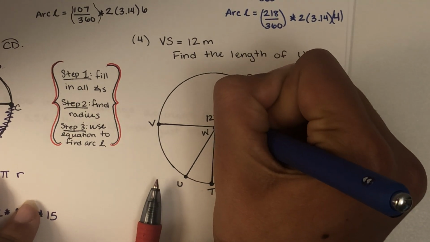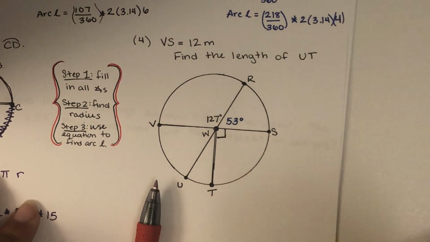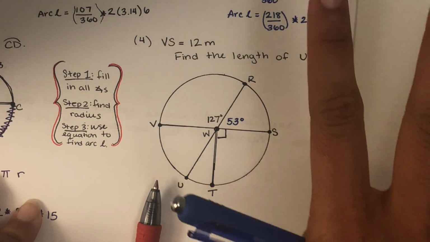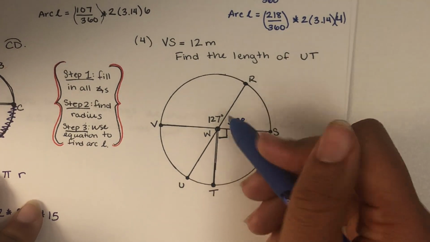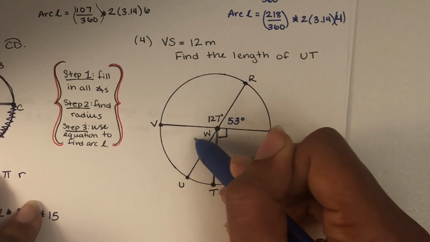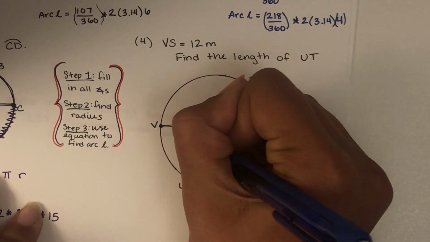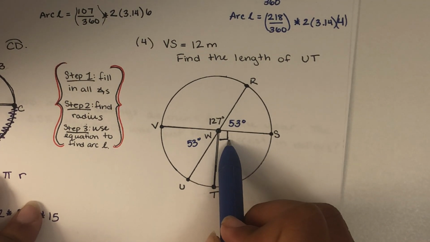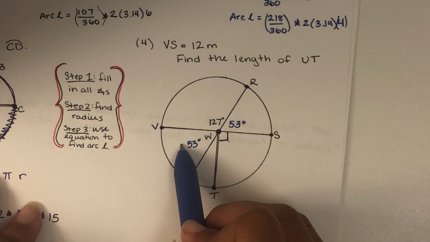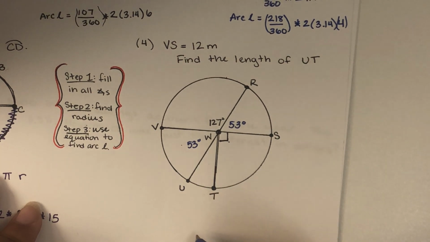So this is 53. If you want to pause the video right now and try this problem on your own, you can, but again, I'm going to keep going. If this is 53, right in here is also 53. These are vertical angles. This one was 90, 53. I have one more angle to go.